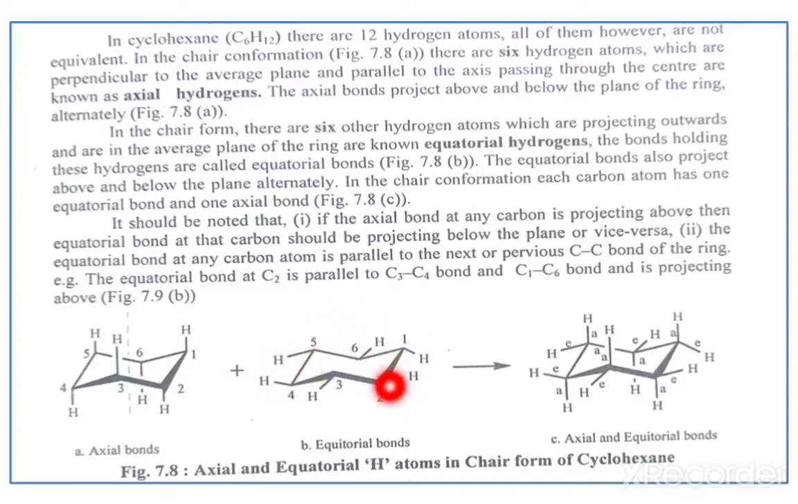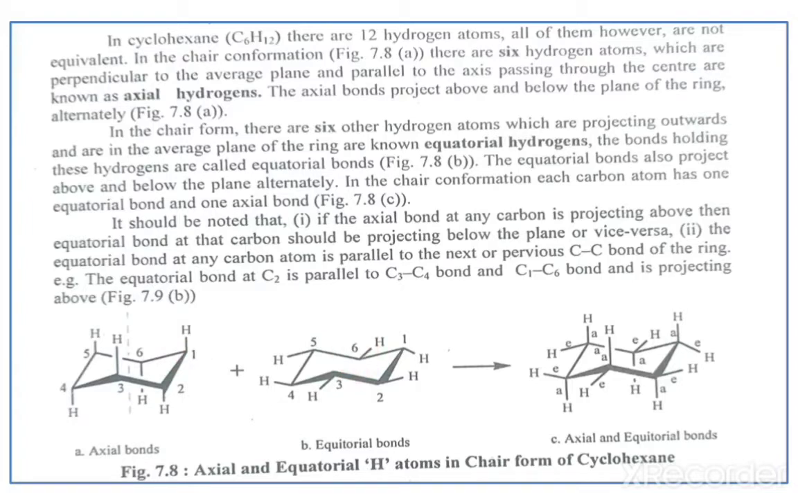They are represented in this way, as equatorial bonds. They are the equatorial bonds. Here the axial bonds are perpendicular, and these are the equatorial bonds. That means in cyclohexane there are 12 hydrogen atoms. Out of these 12 hydrogen atoms, 6 are axial, while 6 are equatorial.